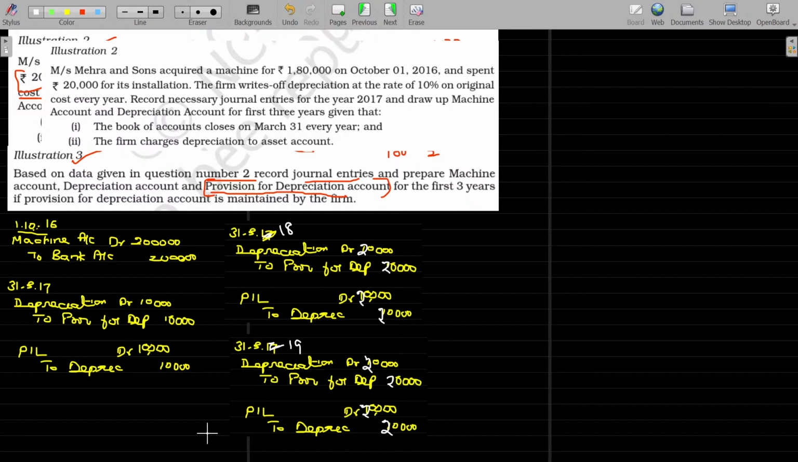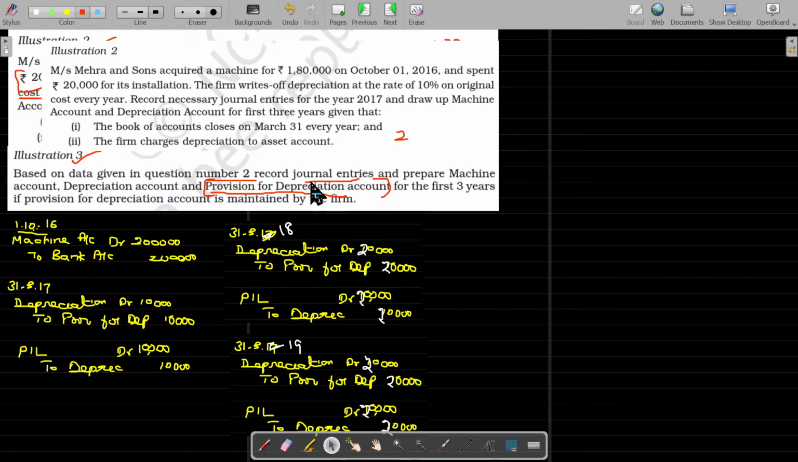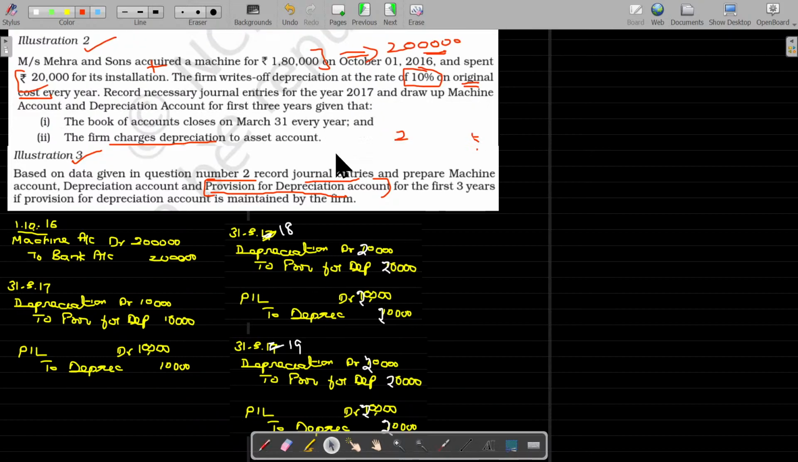Is that okay? First year is for half year, second year onwards it's for full year. Full year means the full value of 2 lakhs. One second. 2 lakhs, and in the second year it's fully used, 10% will be calculated, which is 20,000. Okay.